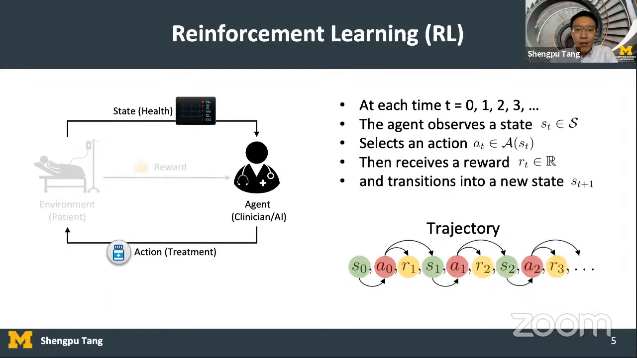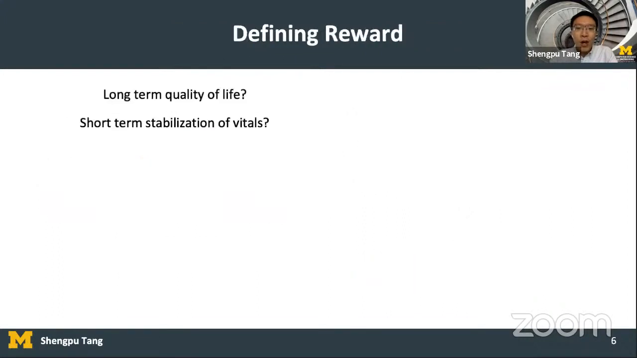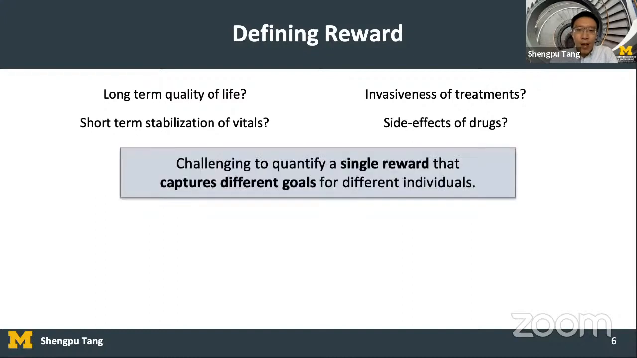A key challenge of applying RL in healthcare is the reward. What reward should we optimize for? Should we optimize for long-term quality of life or short-term stabilization of vitals? What if I'm willing to undergo an invasive treatment over taking a drug that might have severe negative side effects? Designing a single reward function that captures the goals and objectives across different patients is challenging.